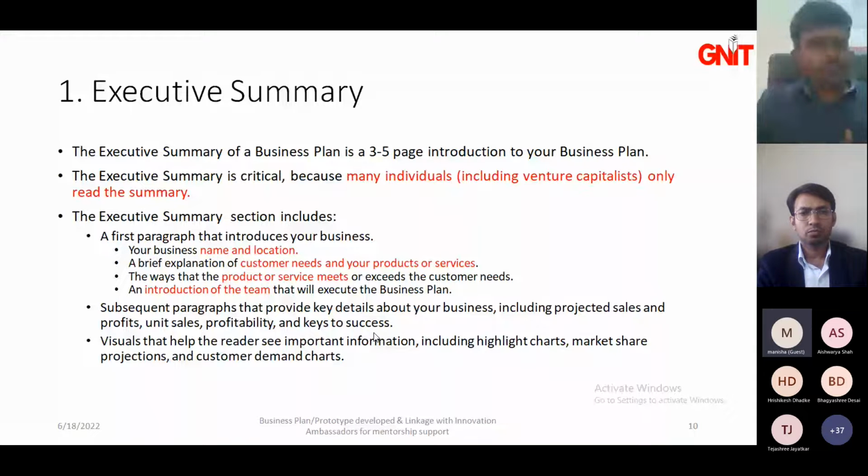From the first year, this is the investment. From the second year, I may improve the sales. Since the demand is more in this location, like that, you have to make the paragraphs. So the visuals that help, this is one of the things, visuals. A picture will give more attraction than writing more paragraphs.